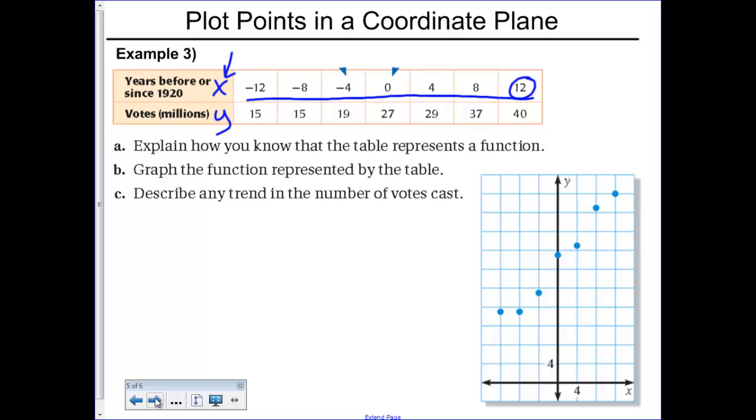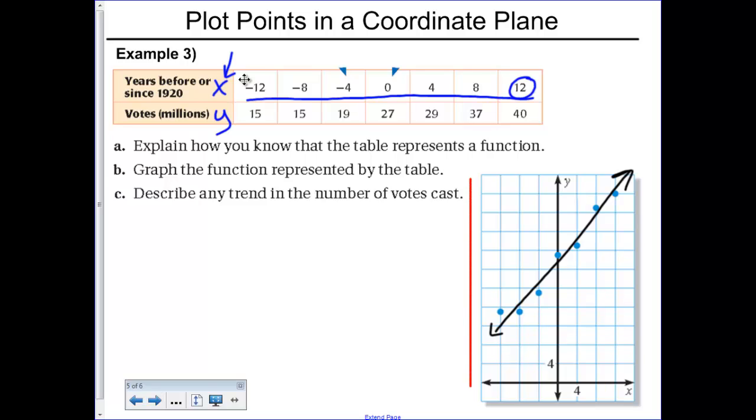Go ahead and graph it, and we do have the graph over here. And we can see that in general, the graph appears to go up and to the right, so it appears that we have a positive trend forming. And another way that we can test to see if we have a function by looking at the graph is to use something called the vertical line test.